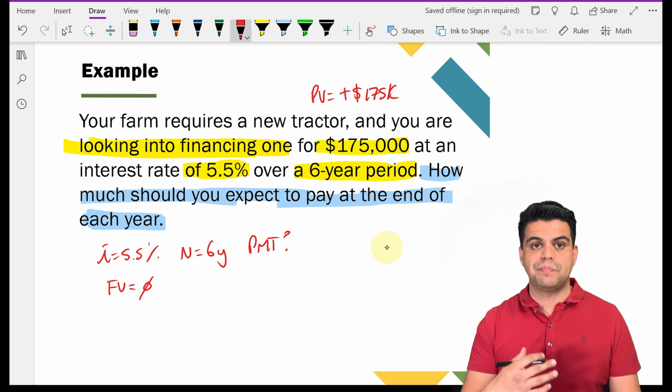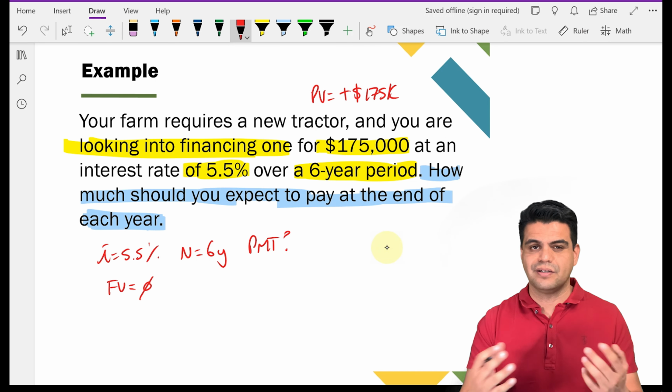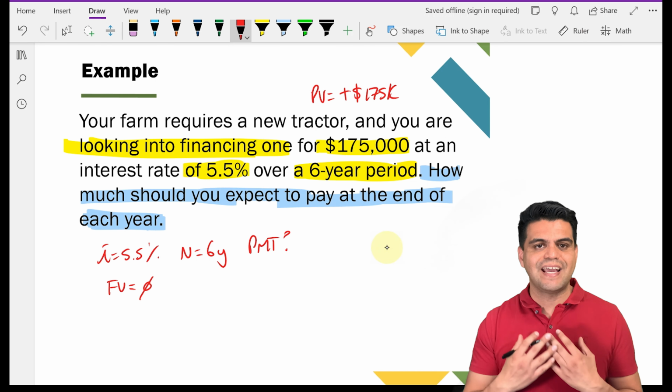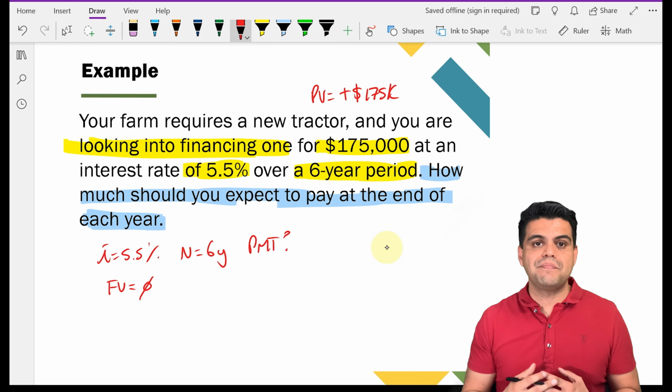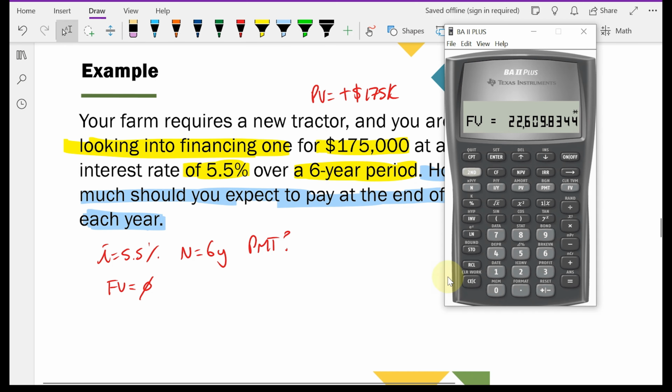So should payments be positive or negative? Remember, you've borrowed money to buy this tractor. So therefore, it makes sense that the payments are going to be negative in respect to you, right? That's money that's going to be leaving you to be making those yearly payments. So let's just confirm that with our calculator.